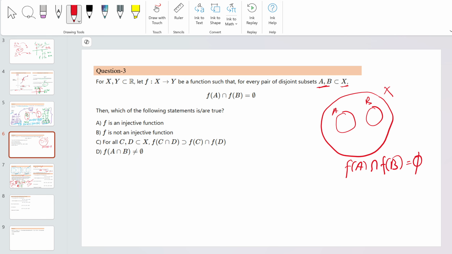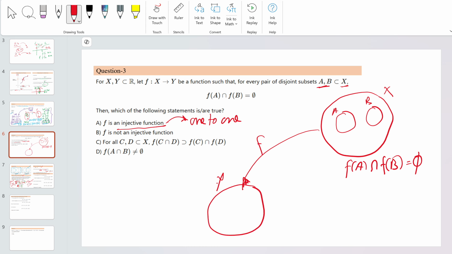Okay, it is asking whether f is an injective function. Injective function means one to one function. Okay, that is actually true. Why am I saying that? Suppose there is a function from X to Y, and Y has images, with pre-images A and B. Suppose x1, x2 are there, so each element is mapped through here.